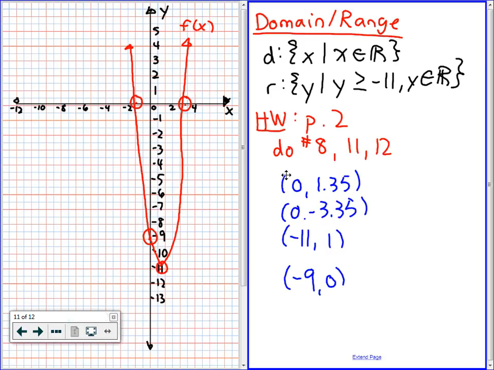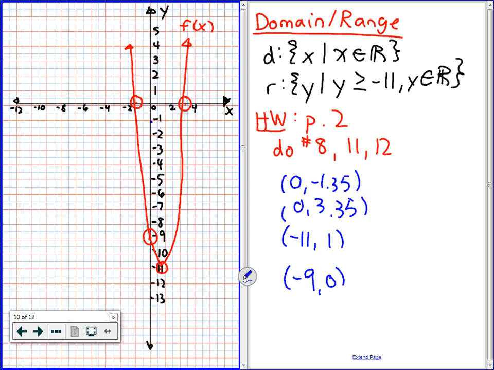Okay, so here we go. I'm going to do this one in blue. Okay, I got those backwards, sorry. 0, negative 1, 0, 3. Is that better? That's how it is? Okay, so 0, negative 1.35 is down here someplace. 0, 3.35 is up here someplace. Negative 11, 1 is over here someplace. Oh my goodness, this is so off balance. And negative 9, 0 is about here.